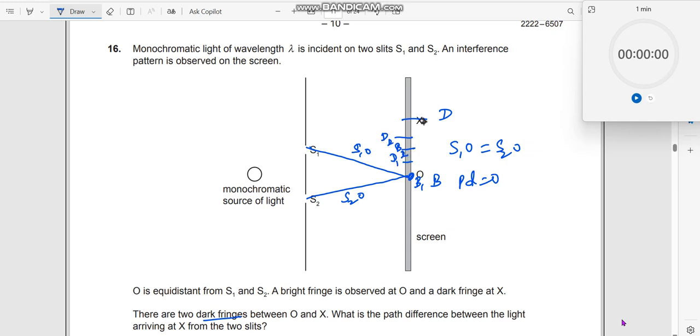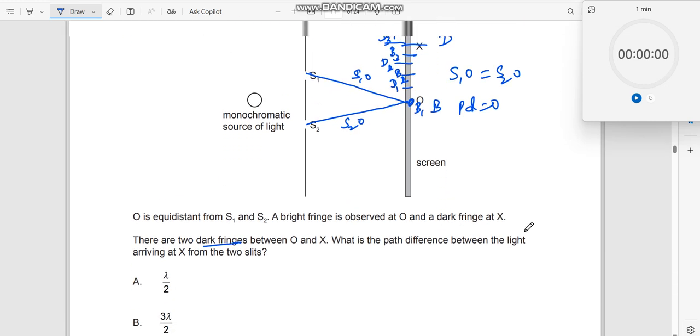Now once again it says X is a dark fringe, which means there should be B3 here and your D3 over here. Okay, now we have seen all these things. What is the path difference between the light arriving at X from the two slits? So what is the path difference at X?